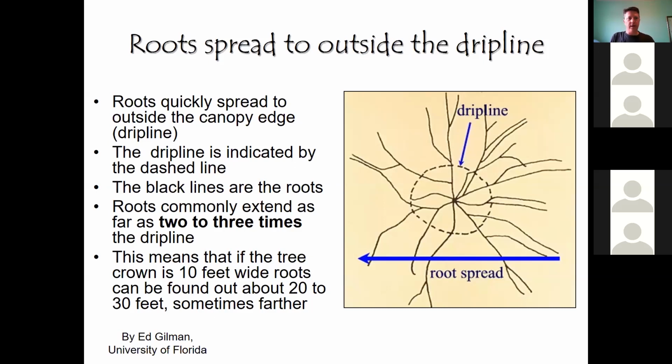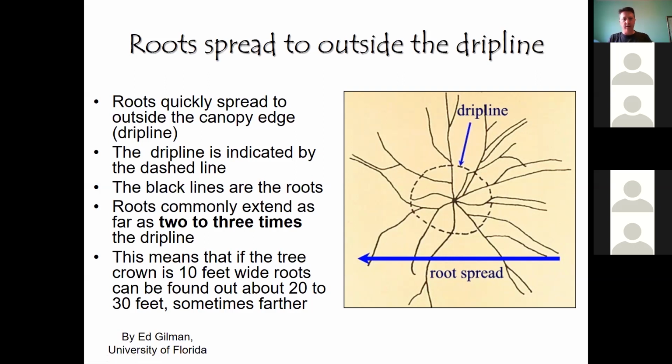So roots quickly spread outside the canopy edge, or what we commonly call the drip line. Sometimes you'll see fertilizer recommendations or pesticide applications that say apply this product to the drip line. But we know that really the roots spread much farther than that. So roots commonly extend 2 to 3 times the drip line, and this means if a tree crown is 10 feet wide, the roots can be found out 20 to 30 feet, sometimes farther.